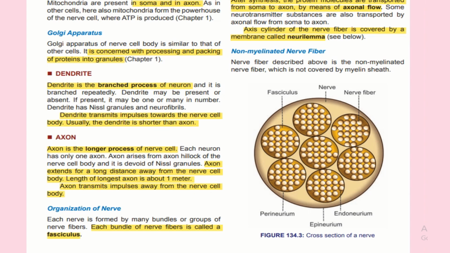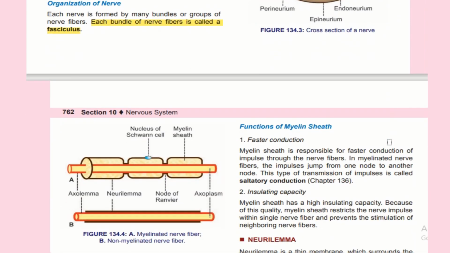So in the cross section of the nerve, this is your fasciculus. Fasciculus is covered by perineurium. Fasciculus contains nerve fibers which are covered with endoneurium. It is covered by perineurium, which is then covered by the epineurium.